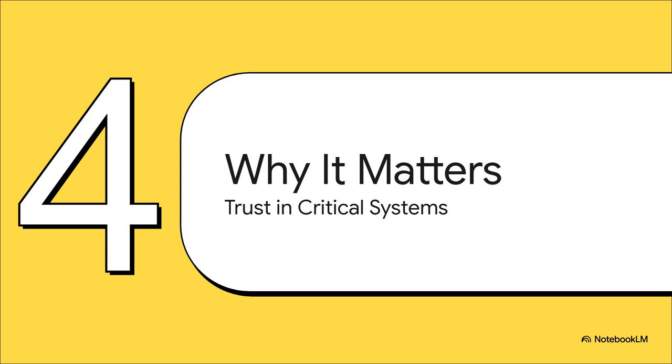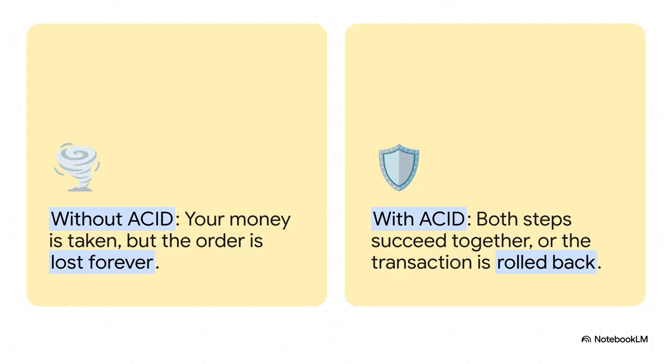Why is this guarantee of reliability so fundamentally important to our daily lives? It's because it's the difference between total chaos and complete order. Without ACID, you're living in a world of digital risk, where your money can be taken, but your order is just lost forever. But with ACID, you live in a world of digital trust. The payment and the order are linked together. They either both succeed or the whole thing is rolled back like it never happened. It's simple, it's clean, and it's incredibly powerful.